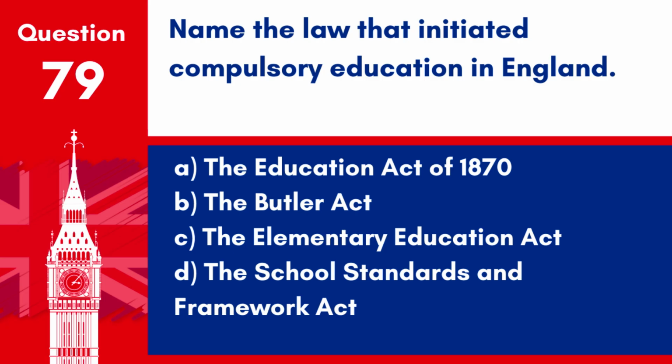Answer: A. The Education Act of 1870. The Education Act of 1870, also known as the Forster Act, initiated compulsory education in England by setting out state-funded schools for children aged 5 to 13.